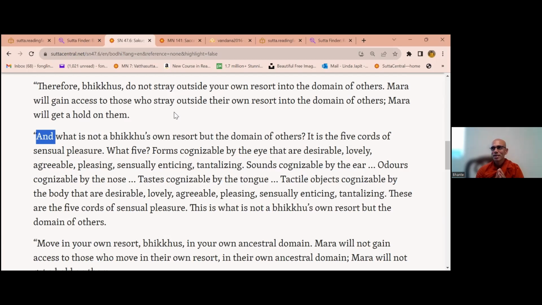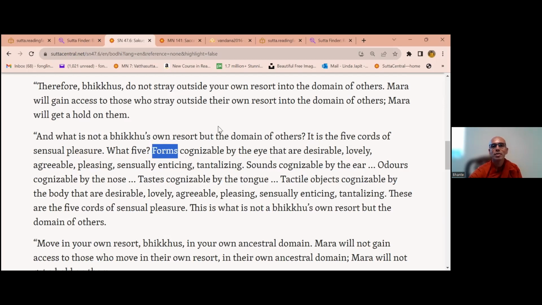Sadhu, sadhu, sadhu. The little bird was in the sky. It was not the domain of himself. It was the domain of others. If you are outside of your own domain, you will be grabbed by hawks. What is the domain of others? What's the domain of Māra? The five cords of sensual pleasures. What five?